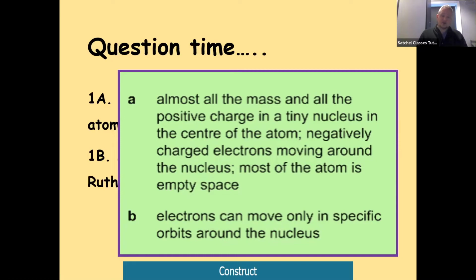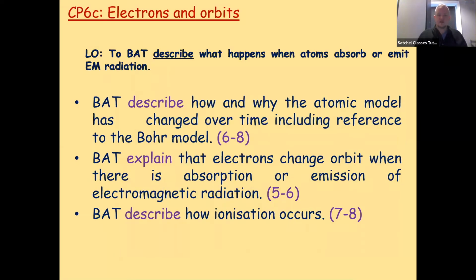The Bohr model amended that. It kept the Rutherford model, but amended the electrons. They can only move in specific orbits or levels around the nucleus corresponding to specific frequencies, and they can't exist anywhere in between. So that's our first outcome met. Describe how and why the atomic model has changed over time, including reference to the Bohr model. And now we're going to look at the next one. Explain that electrons change orbit when there is an absorption or emission of electromagnetic radiation.